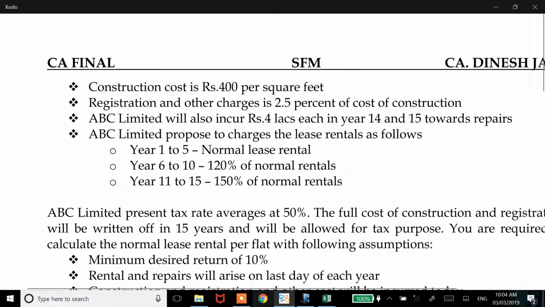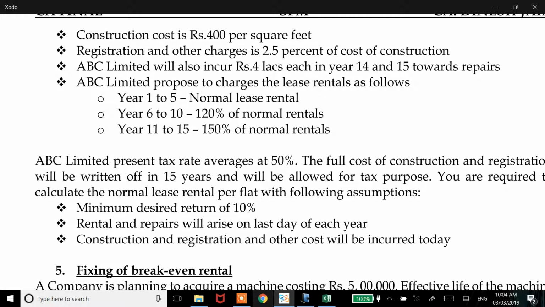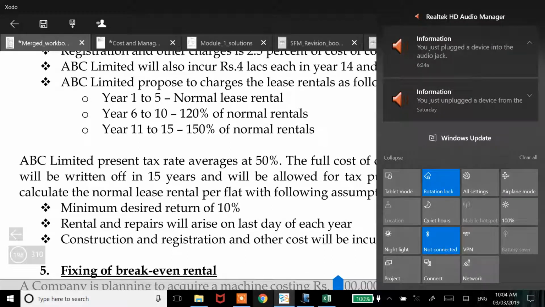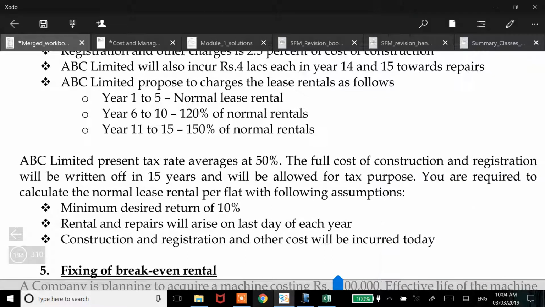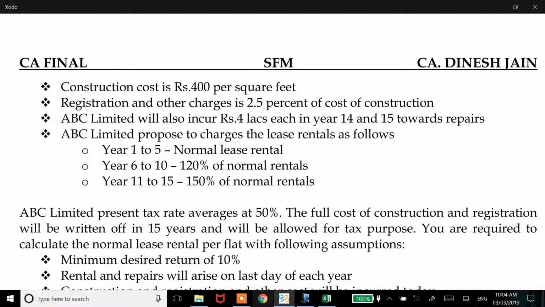ABC Limited estimates the following. ABC Limited's present tax average is 50%. Full cost of construction and registration will be written off and allowed for tax purposes. You are required to calculate the normal lease rent per flat with the following assumptions. Minimum desired return of 10%. Rentals and repairs will arise on the last day of each year. Construction, registration and other costs will be incurred today. Let's go through the question.